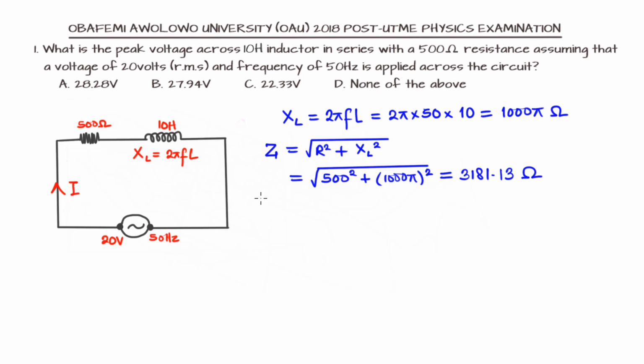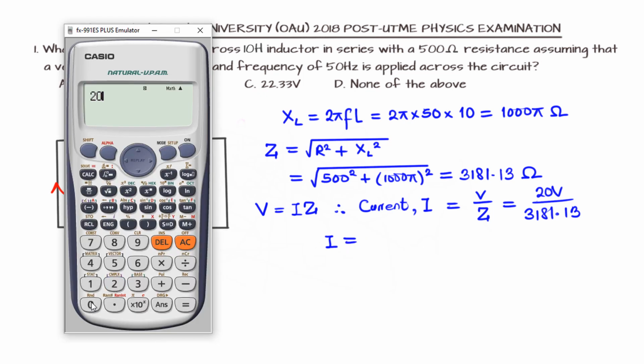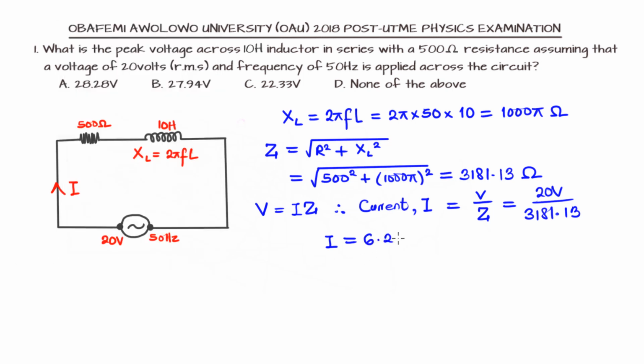So since we now know the voltage and we know the impedance, we can go ahead to find the value of the current, recalling that the voltage is current multiplied by impedance. So the current I, we can evaluate to be voltage over Z, and that will be 20 volts divided by 3,181.13 ohms. So our current will be, let's take our calculator and say 20 divided by the previous answer. That's 6.287 exponent minus 3 amps. That's 6.287 milliamps. All right, because milli is 10 raised to power minus 3.